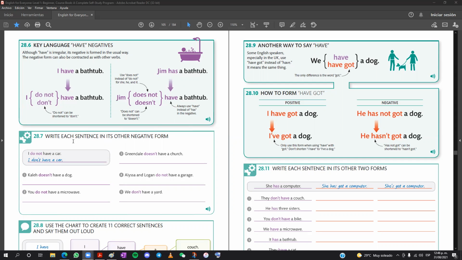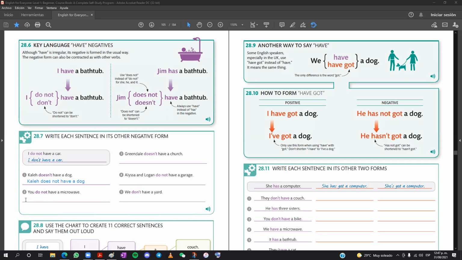Entonces, write each sentence in its other negative form. I do not have a car. I don't have a car. ¿Cómo sería esta? Caleb doesn't have a dog. A ver si lo quieren poner en el chat también. Caleb does not have a dog. Muy bien.